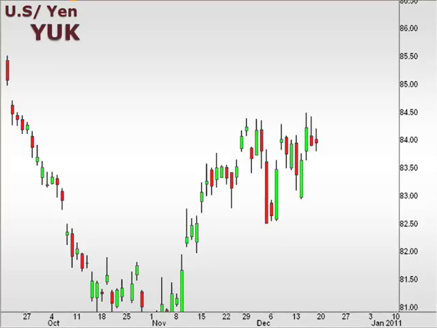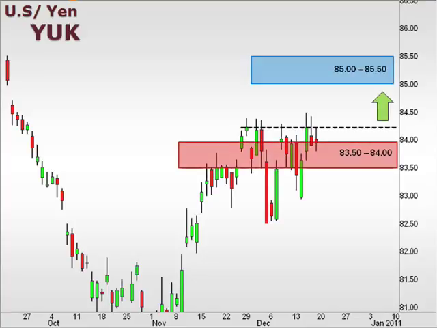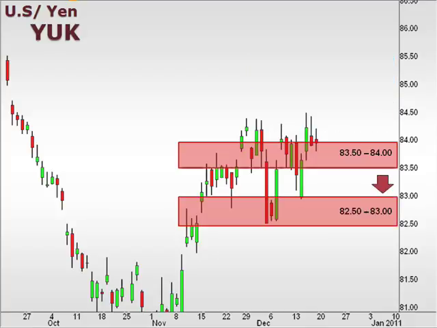Let's take a look at the YUK, the US versus the Japanese yen. Well, the YUK held support at 84. A break above 84.25 opens the window for a push towards 85. A close back below 84 is likely to slip back down towards 82.5.